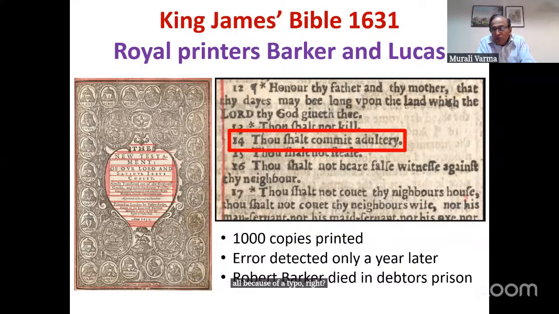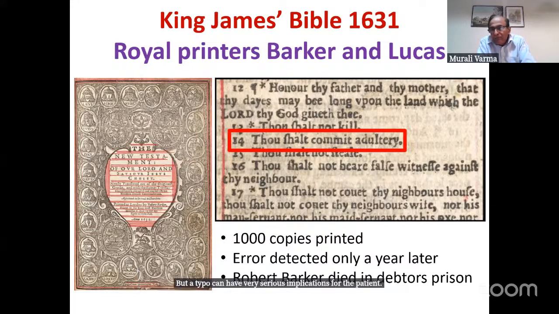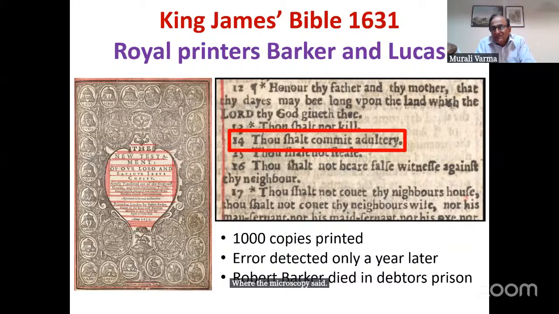Now, with a histopathology report, the typo might not end up with you in prison, but a typo can have very serious implications for the patient. I remember I do some sessions helping out in the cancer registry, and we came across a report from several years earlier, where the microscopy said none of the lymph nodes show metastatic carcinoma. And the bottom line said 1 out of 10 lymph nodes positive. So obviously 1 and none had got mixed up.